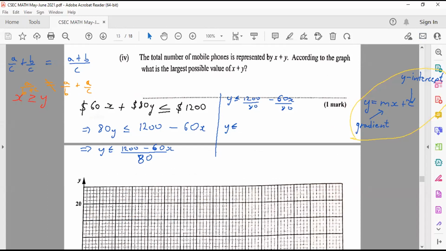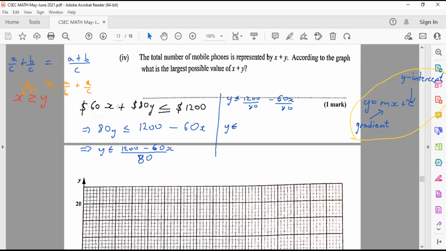Now, which line are you going to draw that says 60x plus 80y less than or equal to 1,200? Can you see that line there? Is it better for us to put it in the form y equal to mx plus c, so that we can know where the y-intercept is and where the gradient is? I put it to you that it is better to put it in the form y equal to mx plus c, so that we can see where the gradient is.